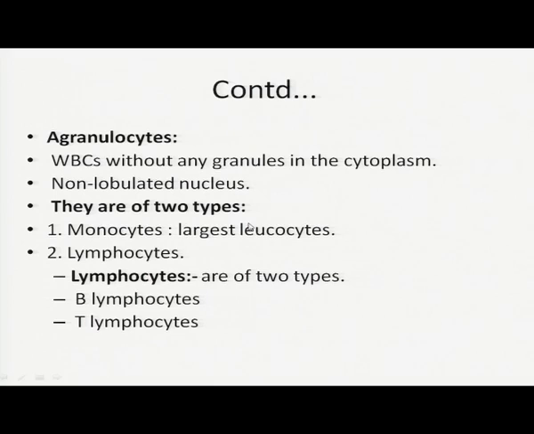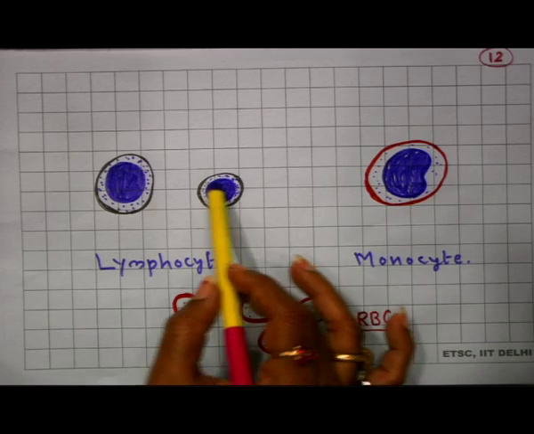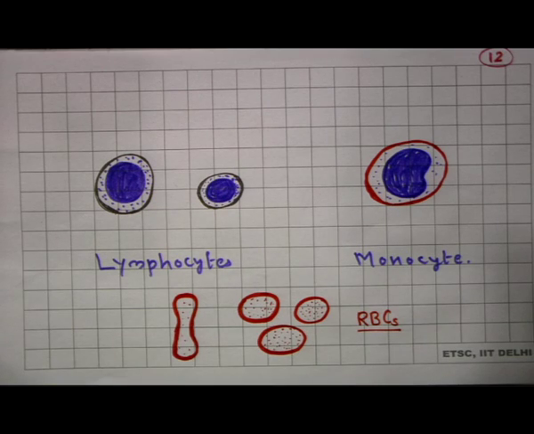Now, coming to agranulocytes. These are the cells without any granules in the cytoplasm, granules absent. They have a non-lobulated nucleus. The nucleus is without any lobes. You can see here the different types of agranulocytes.